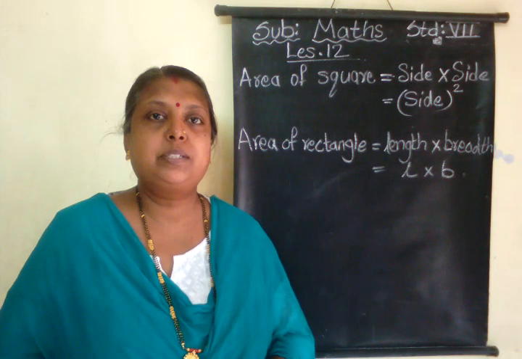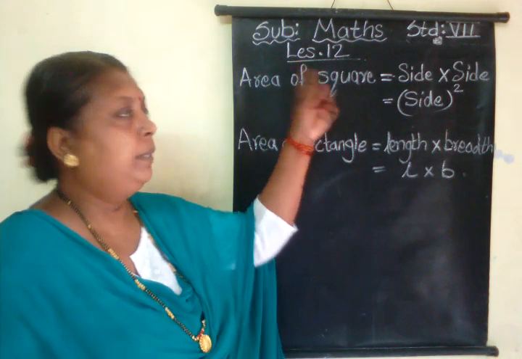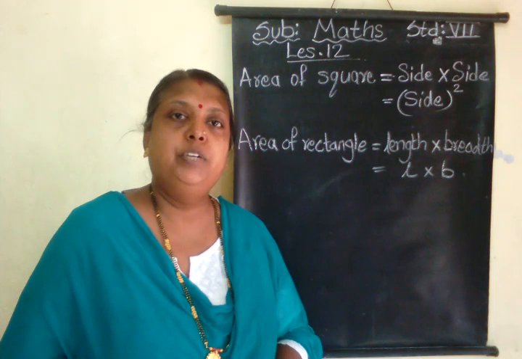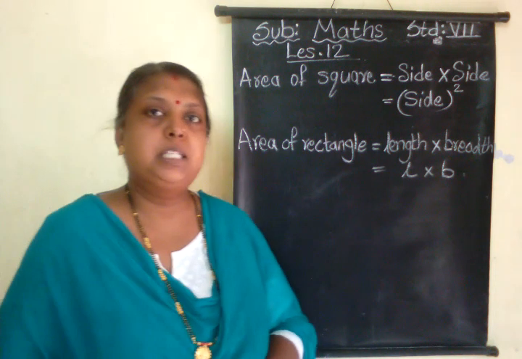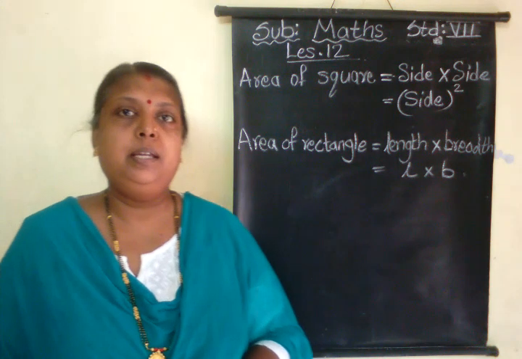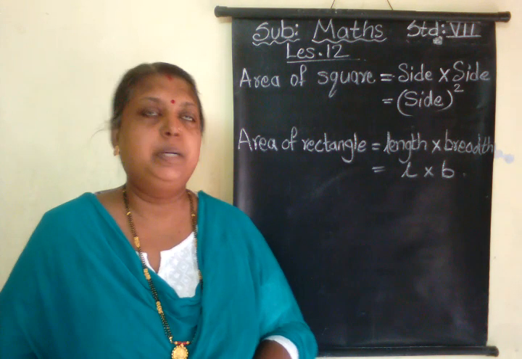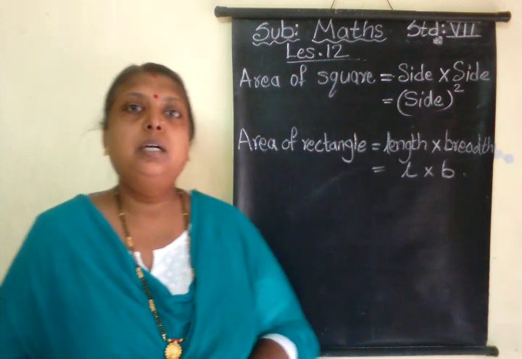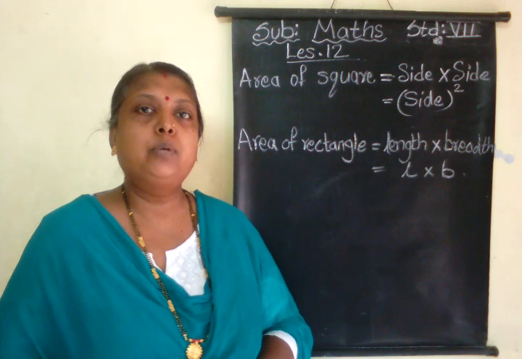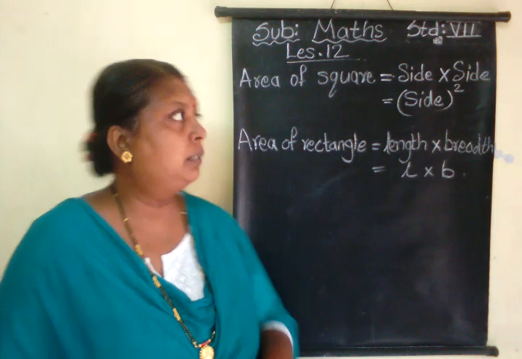Children, welcome to our maths lecture where we are learning lesson number 12, perimeter and area, in which the first topic, that is perimeter, we have completed. Now we are going to study area of two figures, that is square and rectangle. So let us first learn the formula to calculate area of square and area of rectangle.